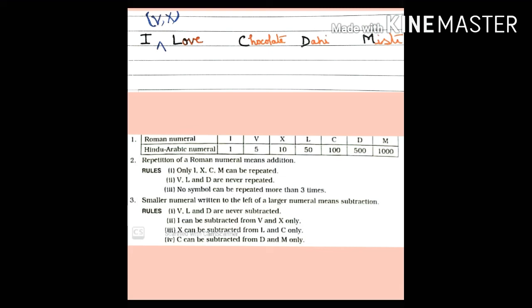The third point is that a smaller numeral written to the left of a larger numeral means subtraction. For example, how do we write 9? We write I, then we write X. That means 1 is subtracted from 10. But 5 means V, L and D are never subtracted, and I can be subtracted from V and X. Similarly, X can be subtracted from L and C, and C can be subtracted from D and M. Got it? So let's do some sums. It will be more clear to you.